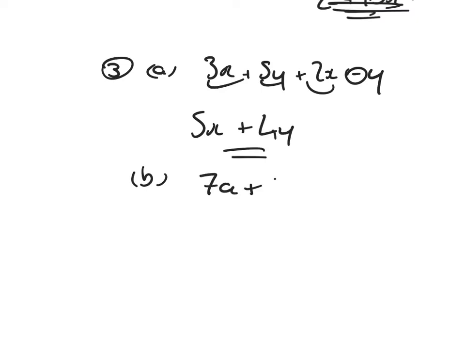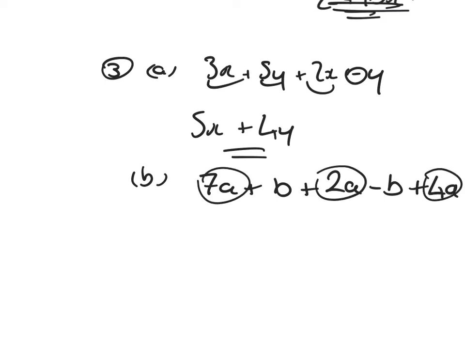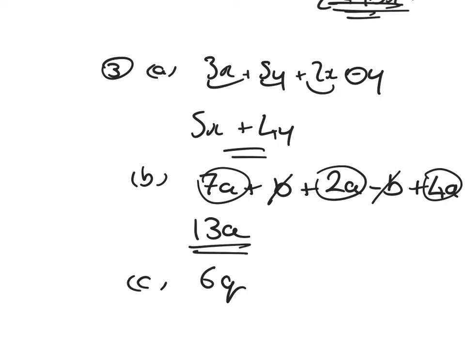Okay, 7a plus b plus 2a minus b plus 4a. Okay, 7a plus 2a is 9a, 9a plus 4a is 13a. I've got a plus b and a minus b which cancel out and just leaves me with 13a as the final answer. Next one, let's go for 6q plus 5r minus 8q plus 2r minus 3.